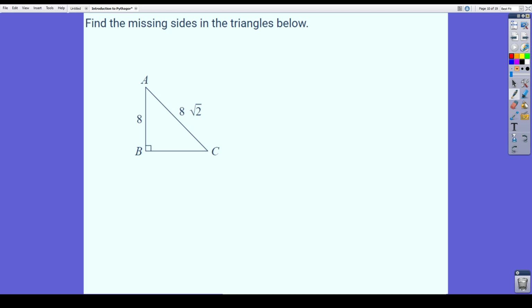Hello. So, now that we have proven the Pythagorean theorem, let's use it in an example. The Pythagorean theorem states that a squared plus b squared equals c squared, where a and b are the legs of a right triangle. So we have some right triangle, a is one leg, b is another, and c is our hypotenuse.